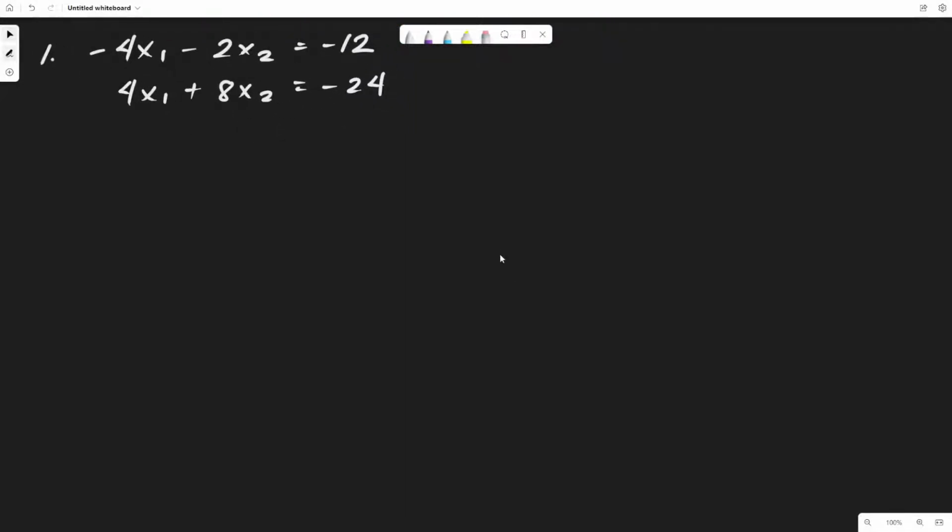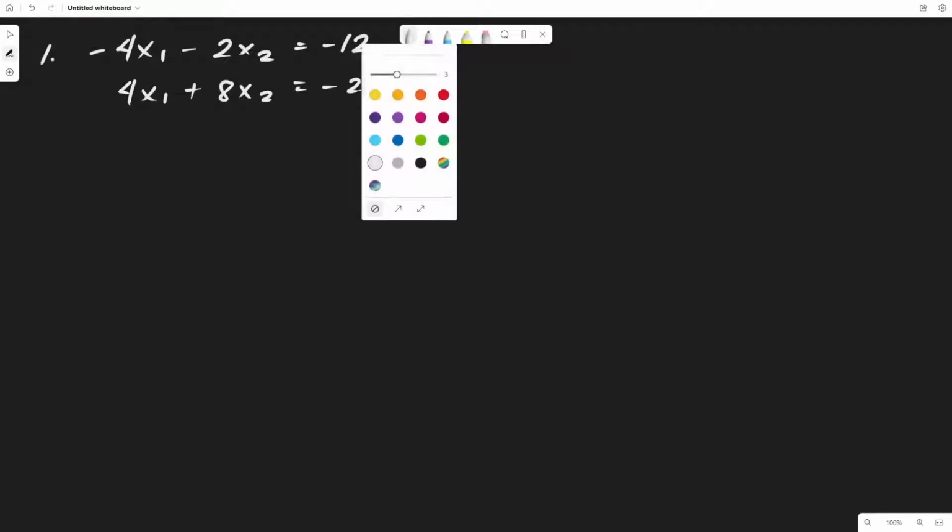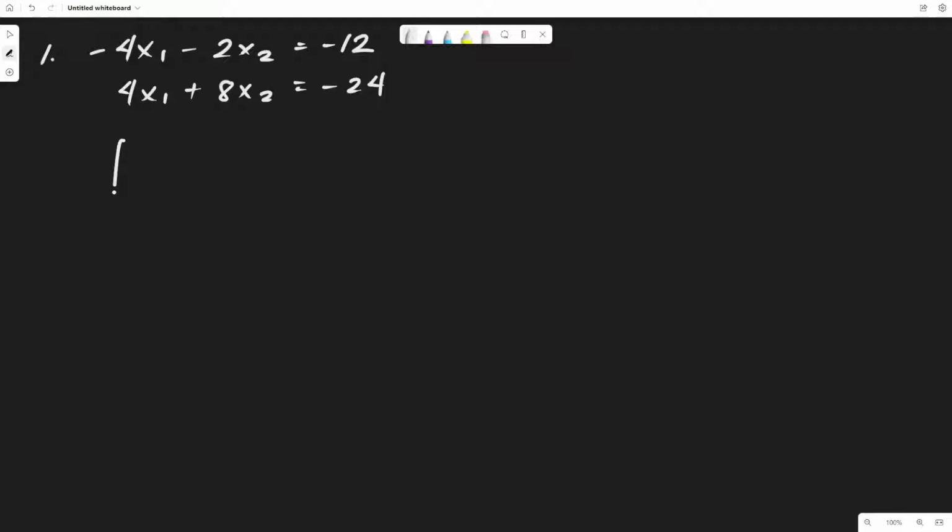So our first example. We have 4x sub 1 minus 2x sub 2 is equal to negative 12, and we have 4x sub 1 plus 8x sub 2 is equal to negative 24. So isulat natin to in augmented matrix form as always, katulad nun sa Gauss elimination natin. Tapos let us operate.